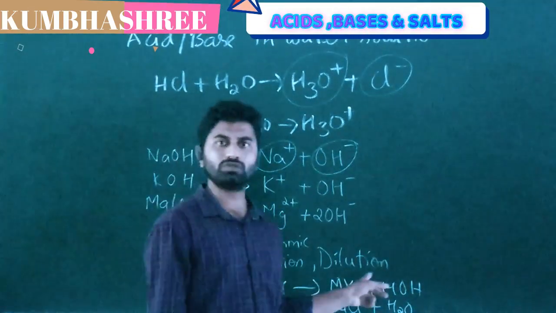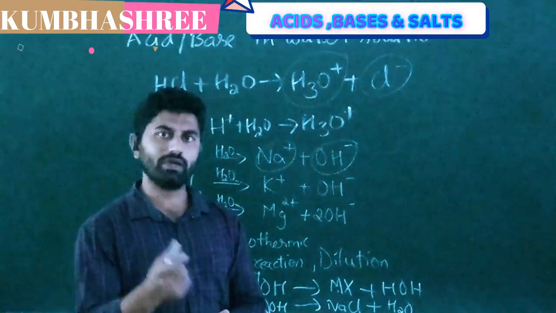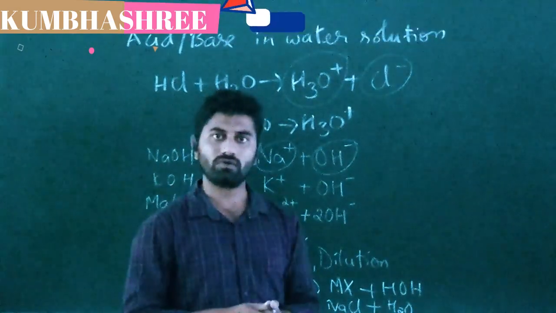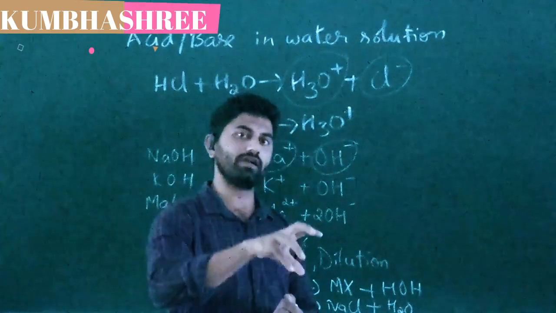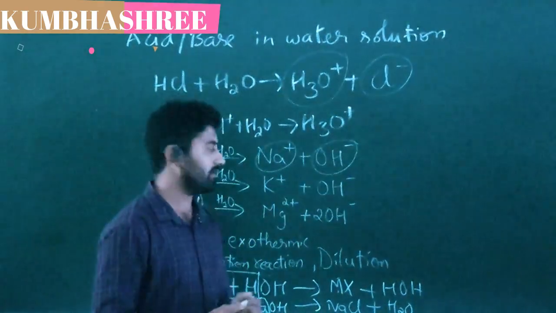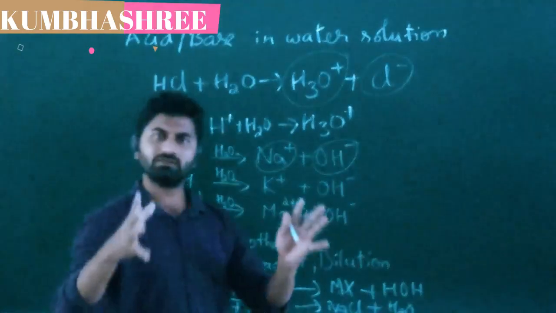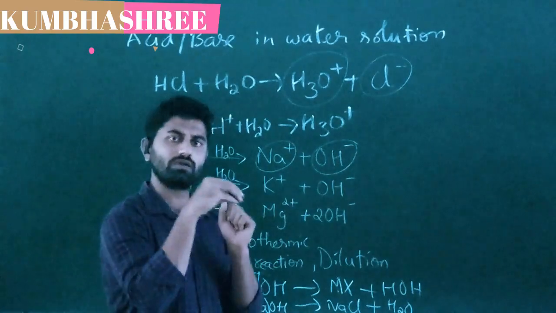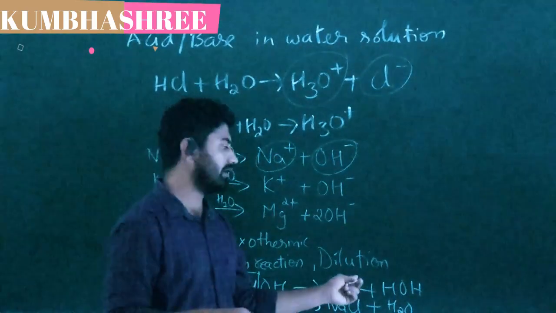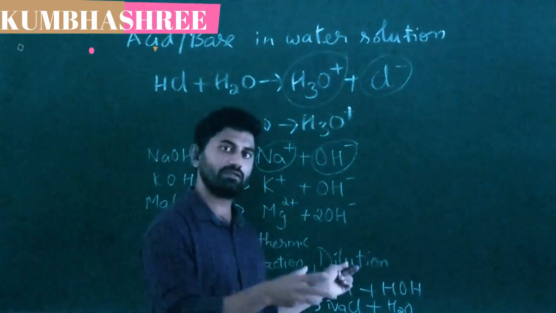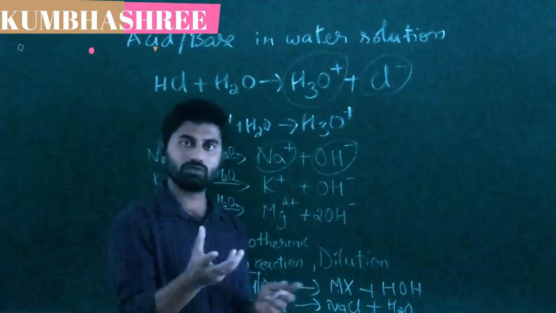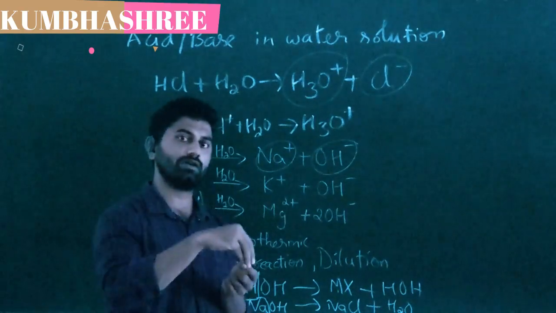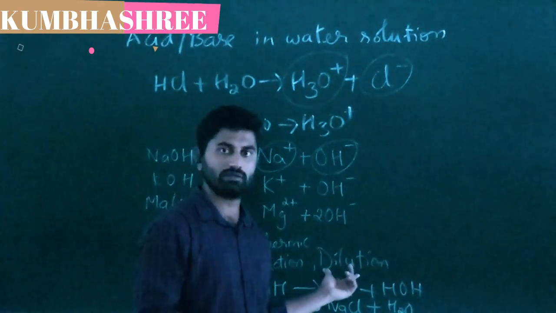Okay, another one is dilution. I think you may have heard about dilute hydrochloric acid or dilute H2SO4, and you may have heard about concentrated H2SO4 and concentrated HCl. Concentrated means the ions are very compactly arranged. When you add some water to that concentrated solution, it is said to be diluted, or the reaction is said to be dilution. Understood? When water is added to any concentrated acid, such reactions are said to be dilution.